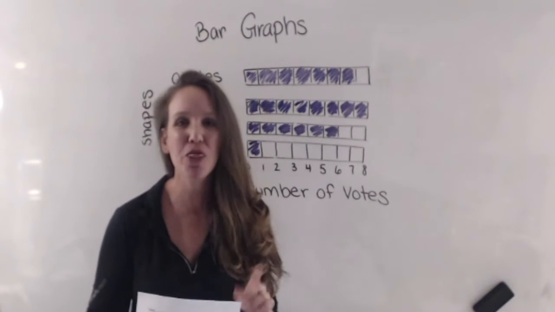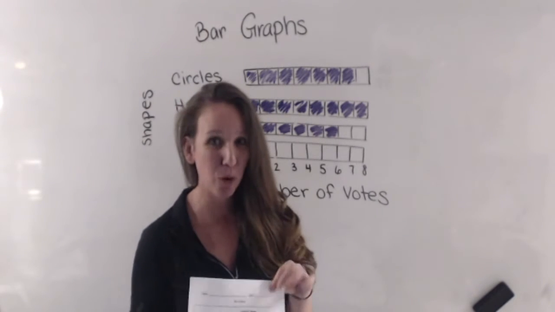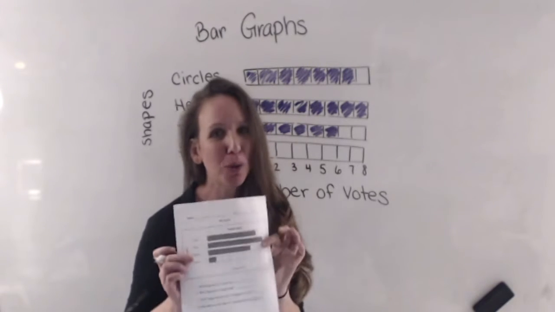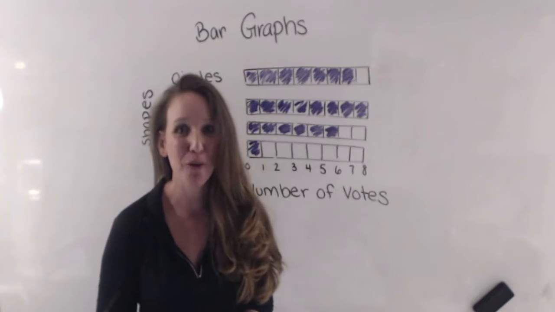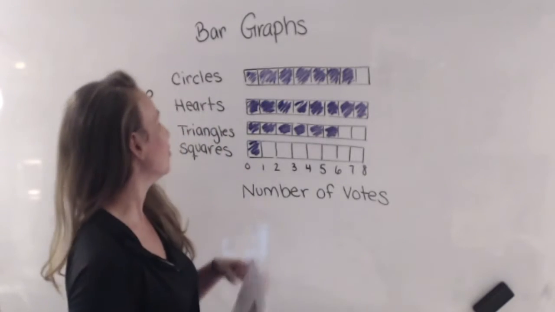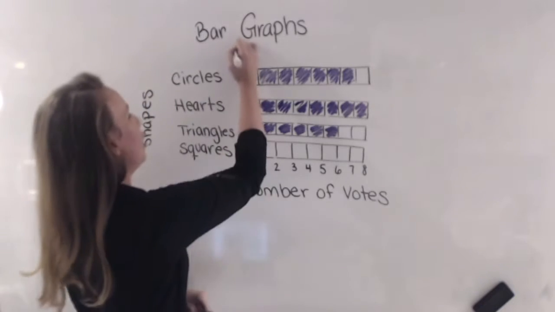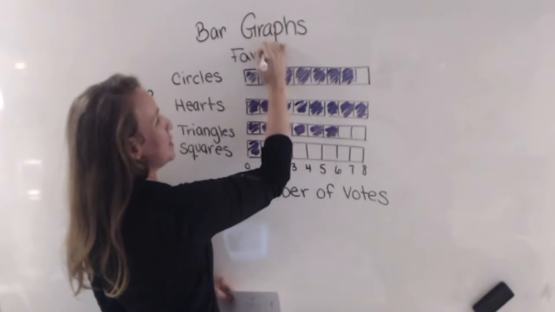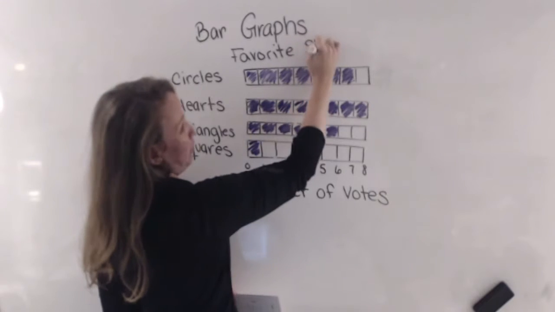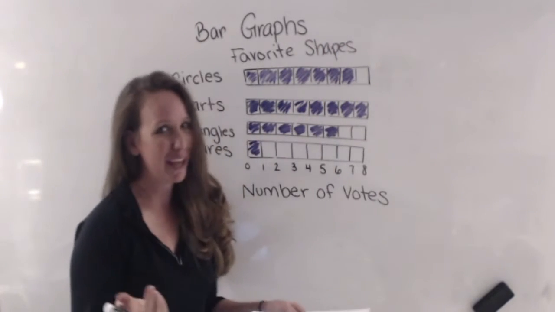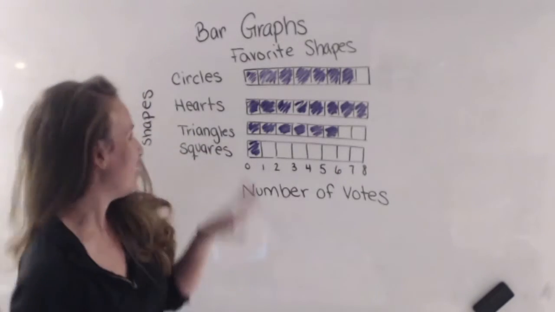Everyone. So this is one of those topics that works a lot easier if you have your printout working alongside me. So I really hope you do. Now, what we're going to do today is we are going to learn how to read bar graphs. And we are going to talk about our favorite shapes. Now, if your shape is not listed here as an option, that's okay. My favorite shape is a heart.